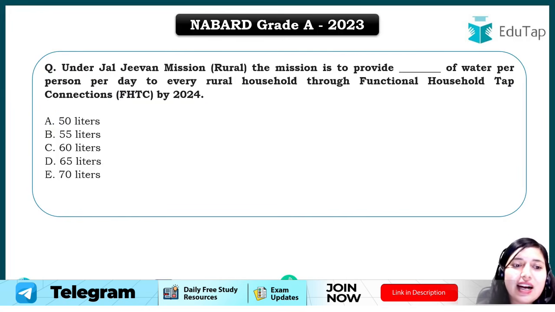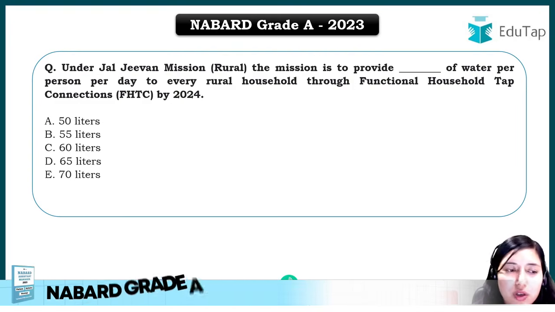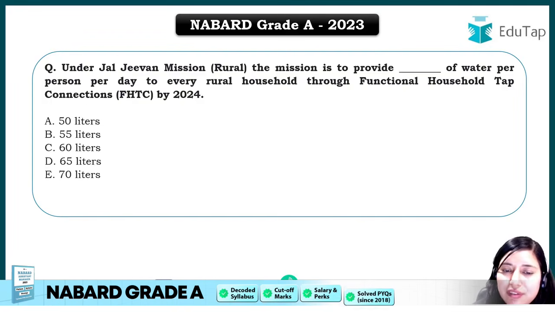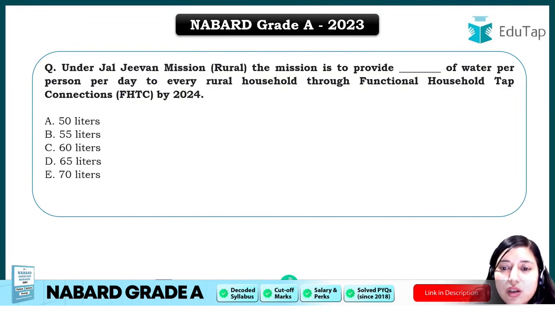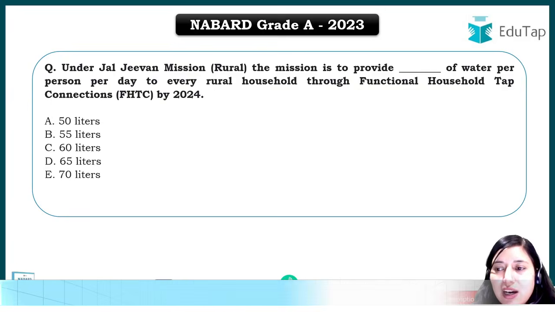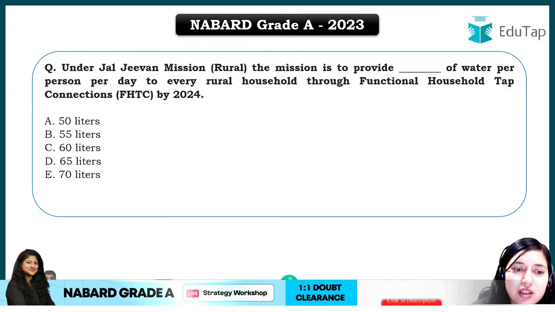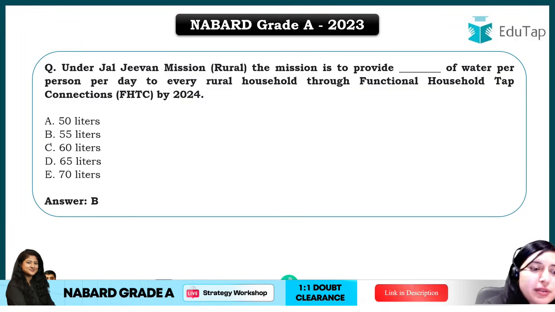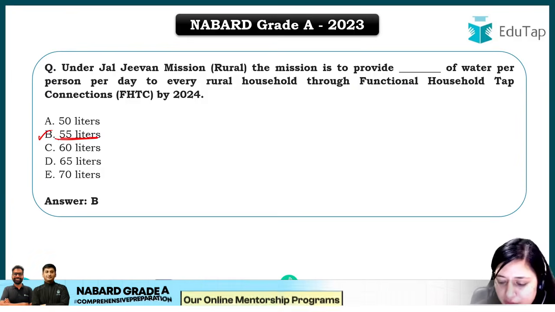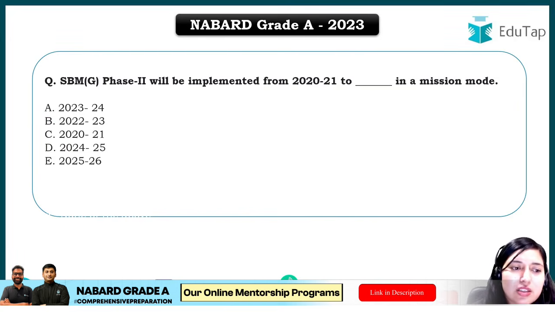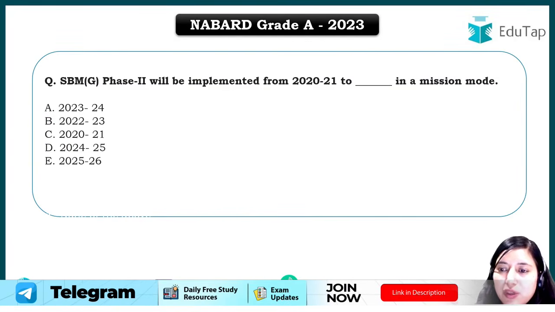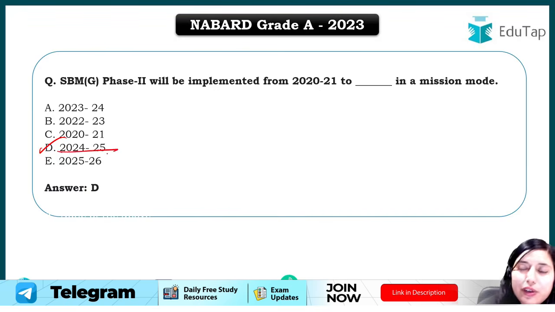ठीक है? Next is under Jal Jeevan Mission rural, the mission is to provide dash of water per person per day to every rural household through functional household tap connections by 2024. And answer will be option B, that is 55 liters. Okay, so this was the answer. Again a question from a mission, so you have to learn all these things. SBM phase 2 will be implemented from 2020-21 to dash in the mission mode. So answer for this question was 2024 to 2025.